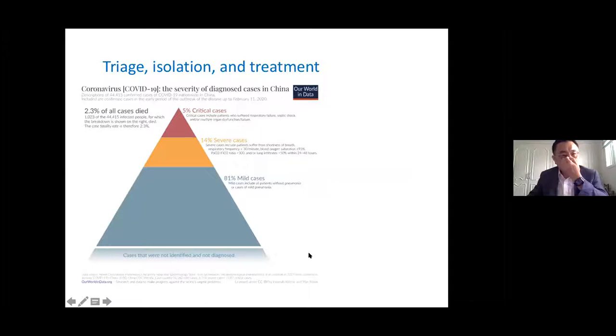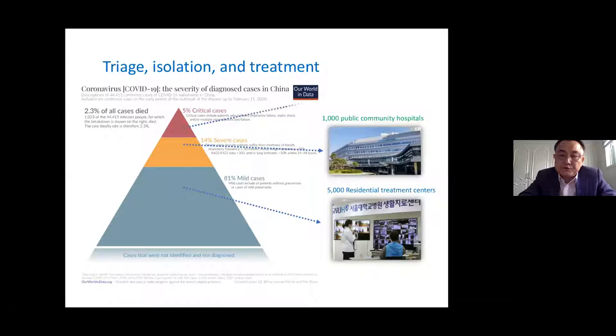And finally, rapid triage and isolation according to severity, with proper treatment, plays a big role in containing this infectious disease. For example, mild cases are sent to non-medical facilities, which are residential treatment centers, to avoid hospital bed shortage and prevent spread of the virus nationally. And for the critical cases, nationally designated hospitals and some level one hospitals take care of them.